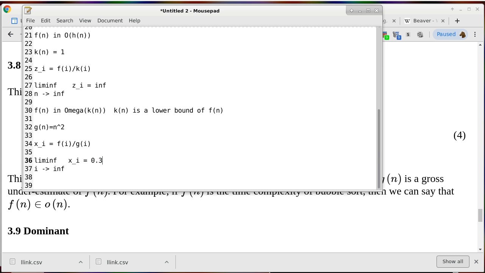Is 0.3 greater than 0? Yes, it is. So now we can also make that conclusion that f of n is also in big omega of g of n. In other words, g of n, which is just n squared, is also a lower bound function of f of n. But I thought it was an upper bound. Yes, it was, and it is. So it's both. So g of n, being defined as n squared, is both the upper bound and the lower bound of f of n.